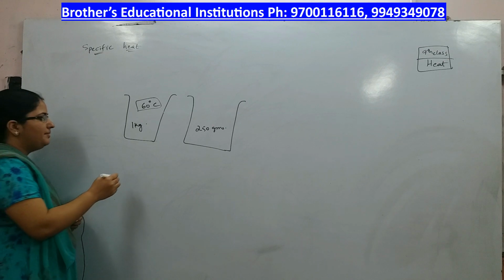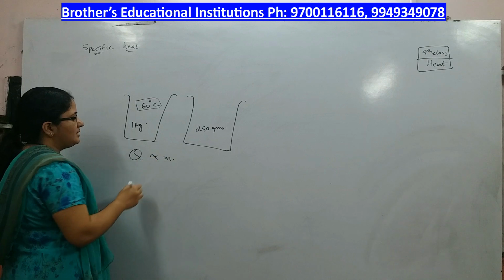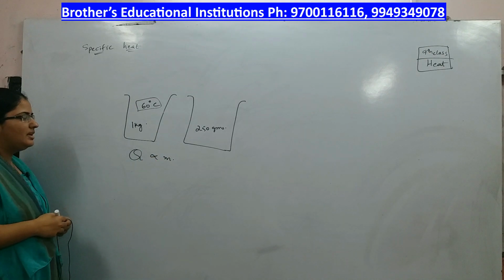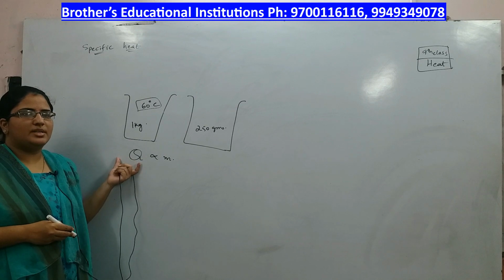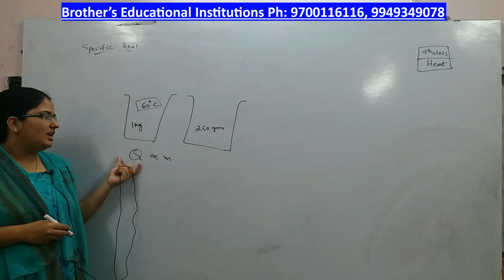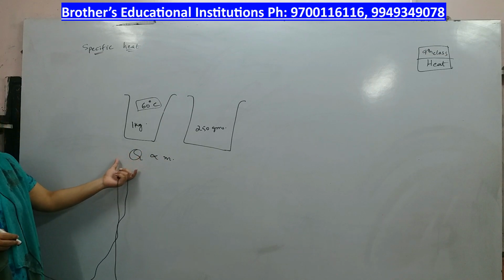This shows that Q is directly proportional to mass. That is, if the mass is more, the heat energy required to change the temperature will be more. If the mass is less, the heat energy required to change the temperature will be less.